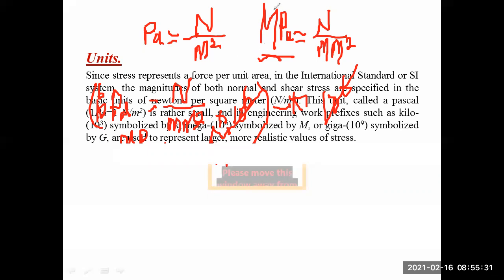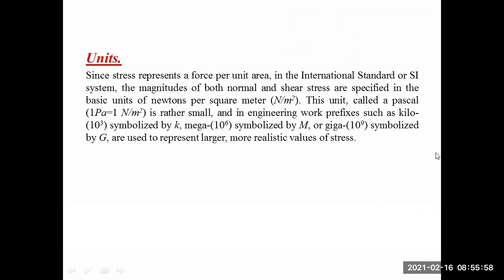Okay, to eliminate this 10 to the power 6 from this side, you have to multiply both sides by 10 to the power 6. So you're going to end up with 10 to the power 6 on this side, and this would be converted into millimeter square. And 10 to the power 6 means mega, so we could say megapascal is equal to Newton per millimeter square. Okay, did you get the unit? Pascal is Newton per meter square, and megapascal is Newton per millimeter square.